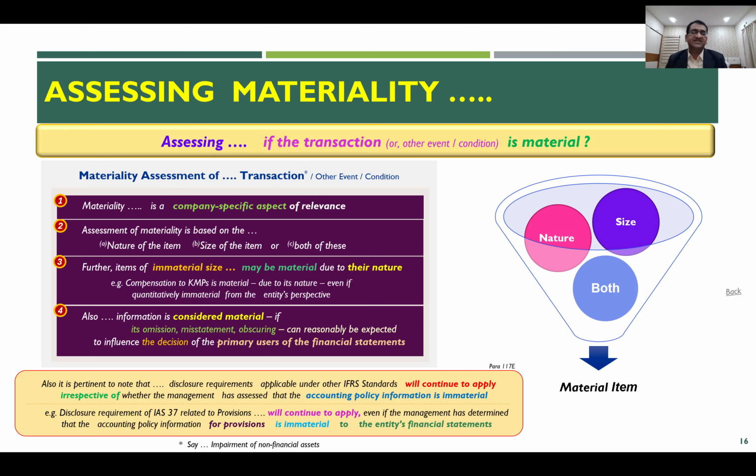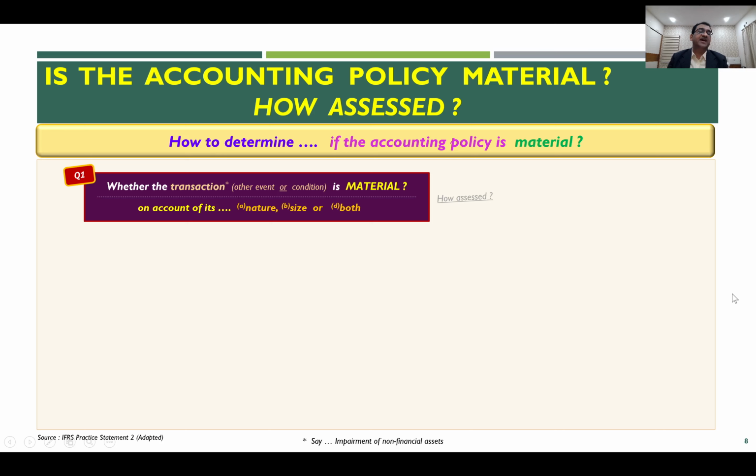Another example, listed on the slide at the bottom: the disclosure requirements under IAS 37, which deals with provisions, contingent assets and contingent liabilities, will continue to apply, even if the management has determined that the accounting policy information related to provisions is not material. Right? That's how you have to understand and assess whether the transaction is material or not.